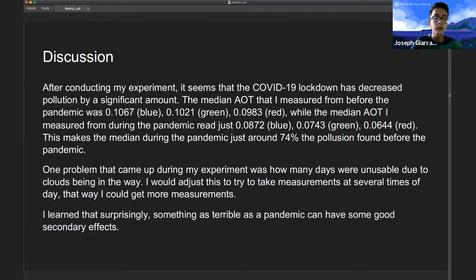One problem that came up during my experiment was, like I said, so many days were cloudy, so I would try to take measurements at several times a day, that way I could get more measurements that weren't cloudy. And I learned that, surprisingly, something even as terrible as a pandemic can have some good secondary effects, like the air pollution being significantly decreased. Next slide, please.